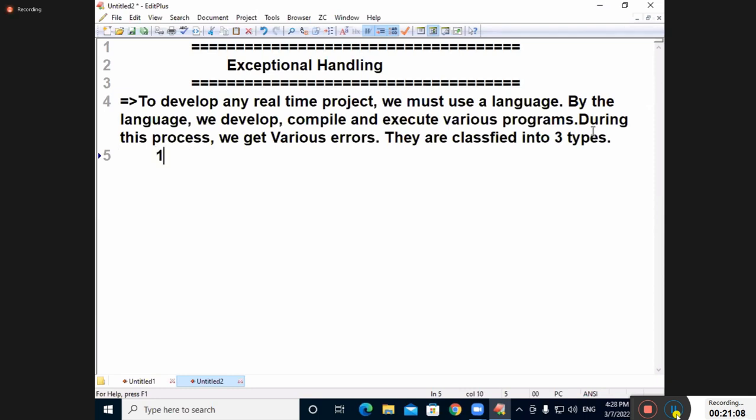First, I am writing three types of errors. One is compile time errors. Second one is what? Logical errors. Third one is what? Very good. Runtime errors. So three types of errors are there.